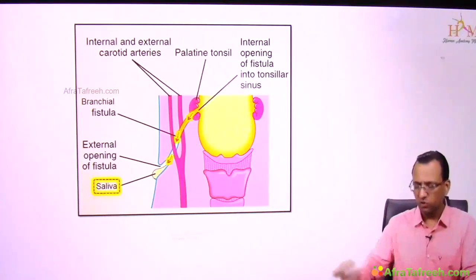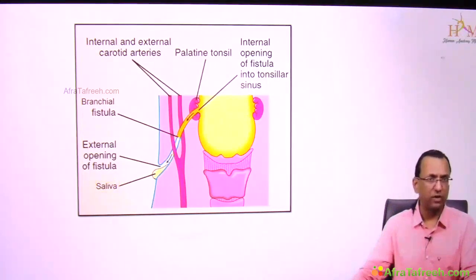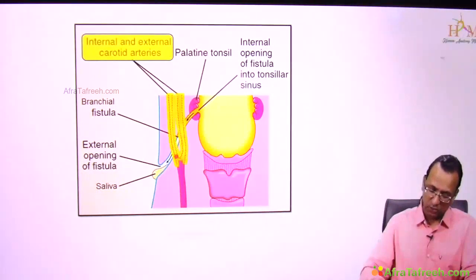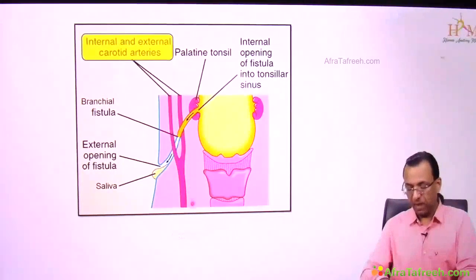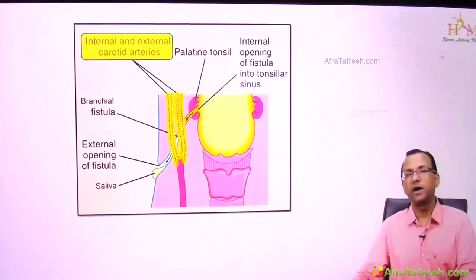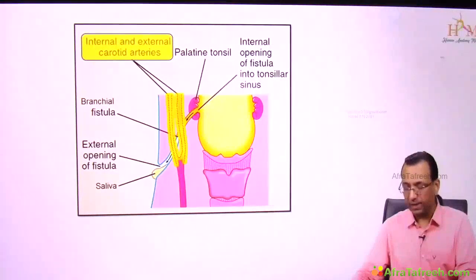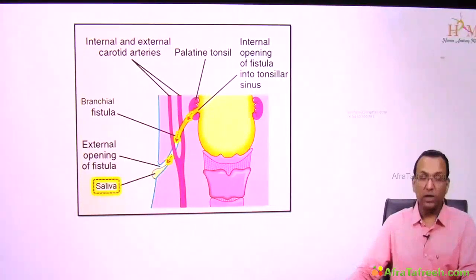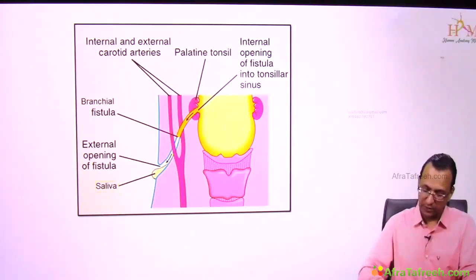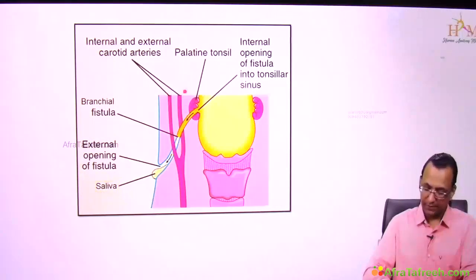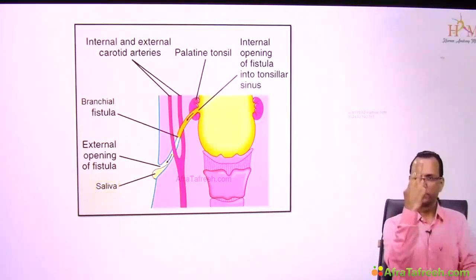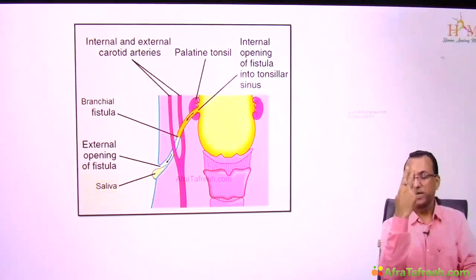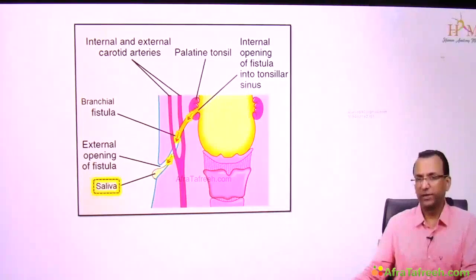And when you try to remove this tract, be careful because it is passing between the two branches of the common carotid artery. What are these two branches? That is the internal and external carotid artery. It is passing between the two. So when you are removing this fistula, don't damage the external carotid artery or internal carotid artery. You have to be careful. When you remove the fistula tract, be careful about the arteries.